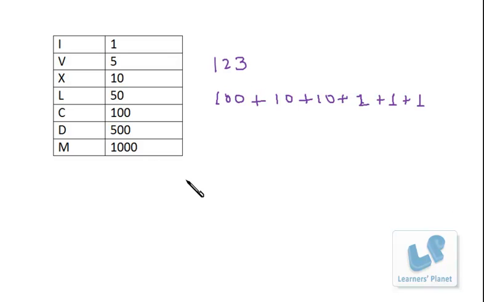Now let's start writing what 100 is. 100 is C. What 10 is, it's X. Further it is X, and 1 is I, and further I, and one more I. So it's 100 plus 10, that is 110, 120, 121, 122 and 123. Quite simple. Let's take another example.